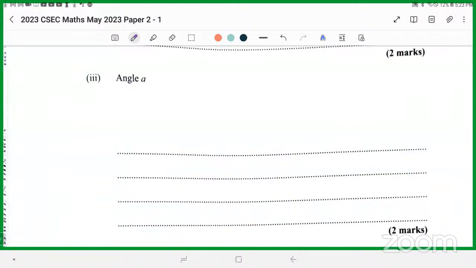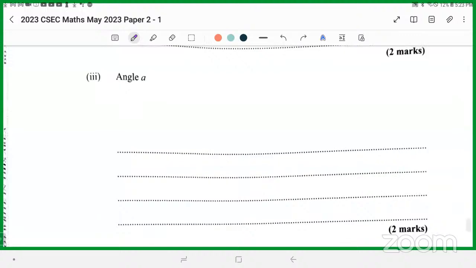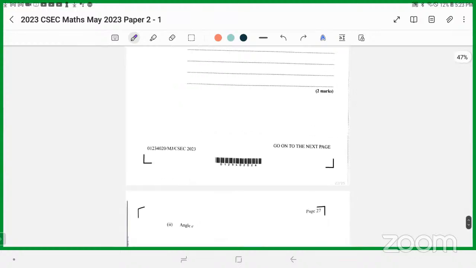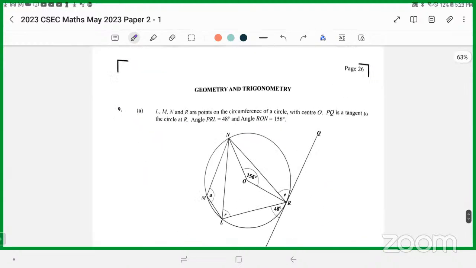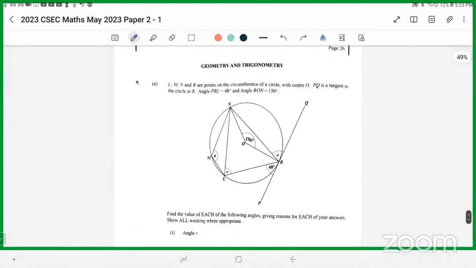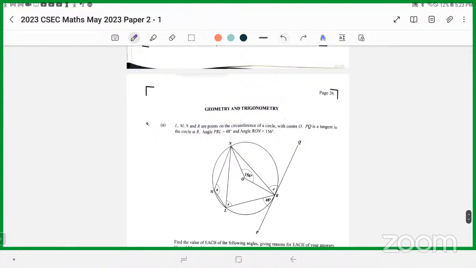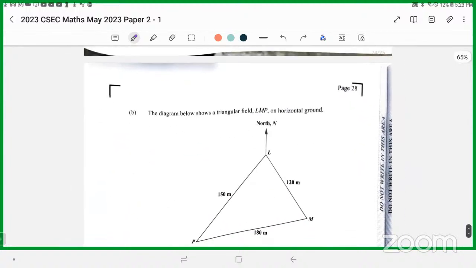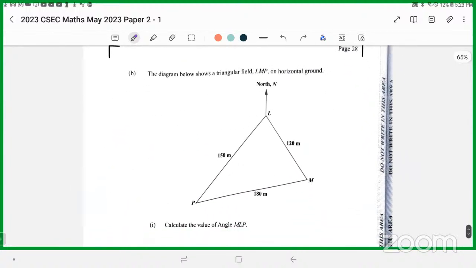All right, so I'm on the May 2023 paper. This paper here, May 2023, the last exam that was set by CXC. We are at number 9, which is in section 2. It's a geometry and trigonometry section, and here we have a bearings question right here. What you'll find is that generally speaking, these questions are basically the same.